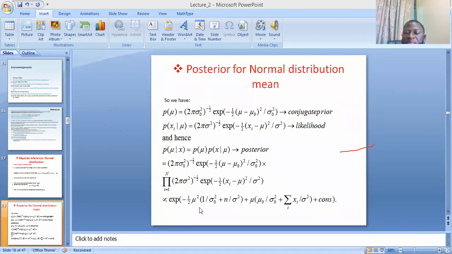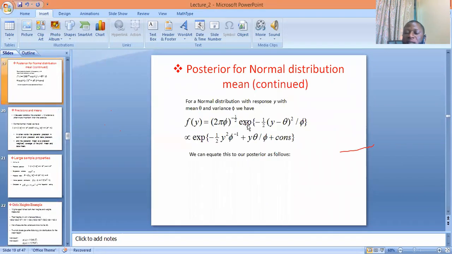Now, this is what we have. How do we find the mean and the variance after we are able to take the product or to simplify the product into this form? To do that, sir, yes.